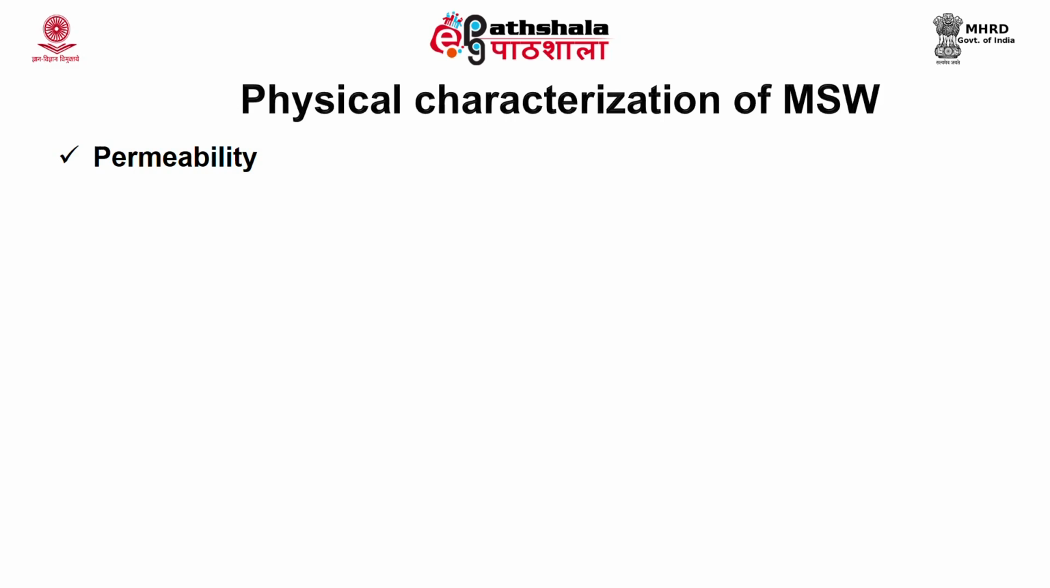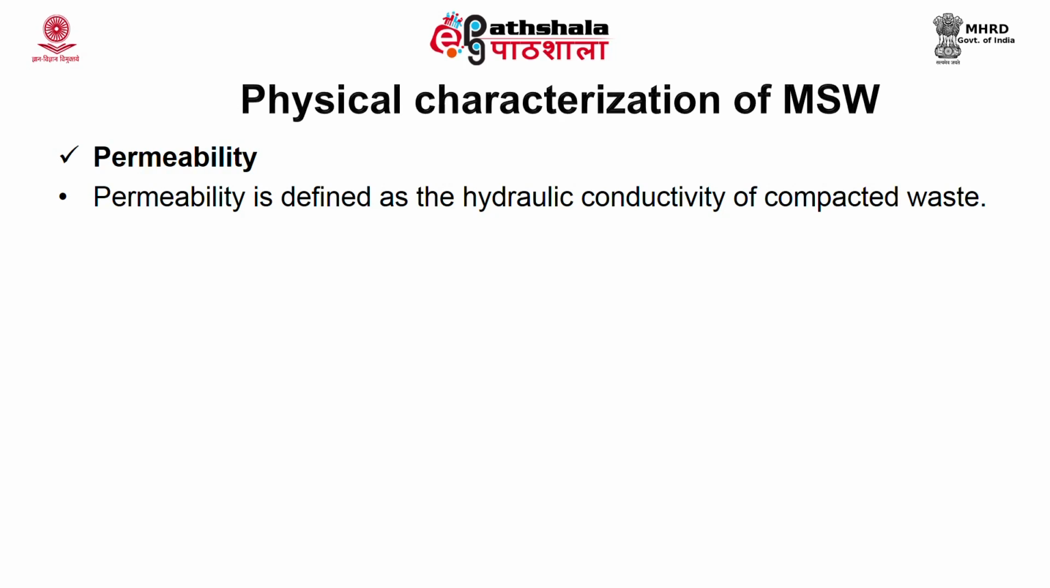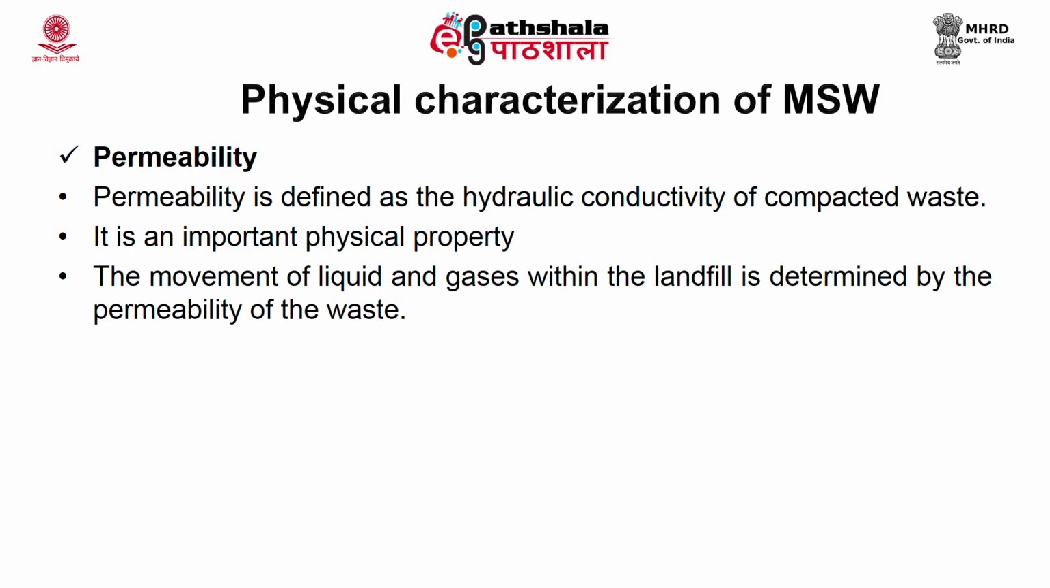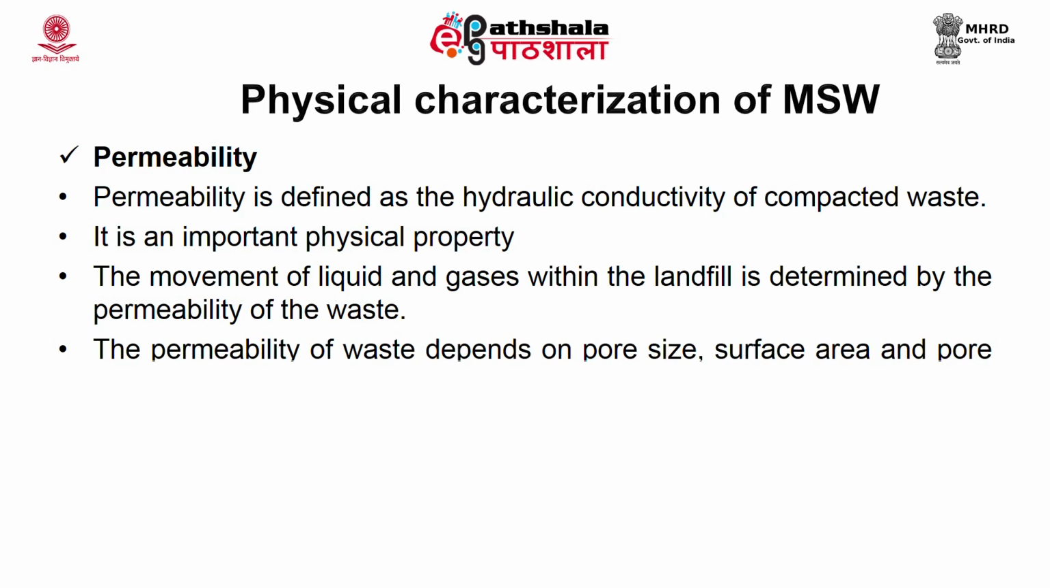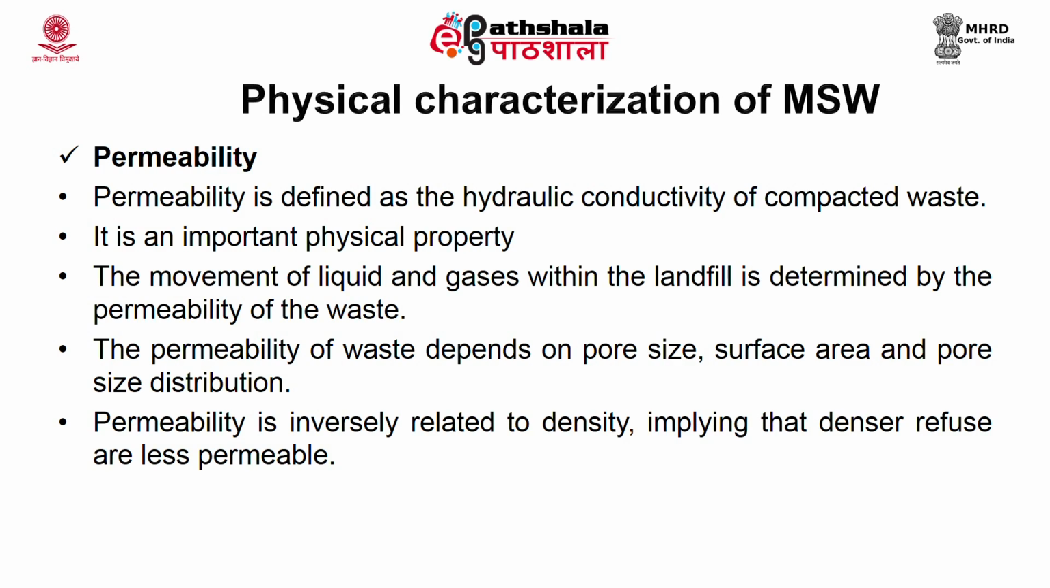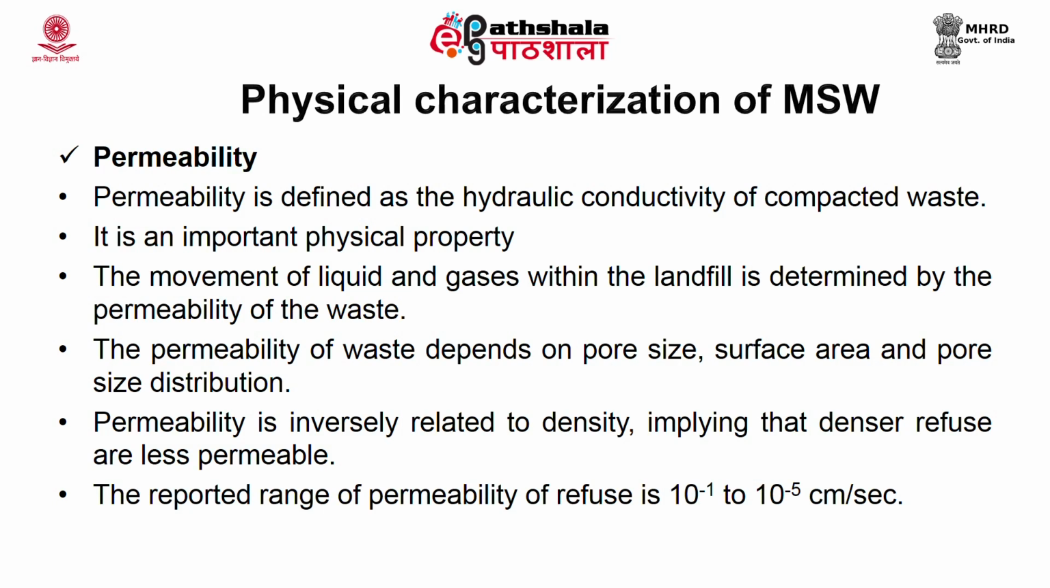Next characteristic is permeability. Permeability is defined as the hydraulic conductivity of compact waste. Again, it is another important physical property. The movement of a liquid or a gas through the waste will always be determined by permeability. The permeability of waste depends upon various factors of waste like pore size, the surface area and pore size distribution. Permeability will always be inversely related to density, because denser the waste, lesser will be the permeability, and vice versa. The reported permeability of refuse material will be in the range of 10 to the power of -1 to 10 to the power of -5 centimeter per second.